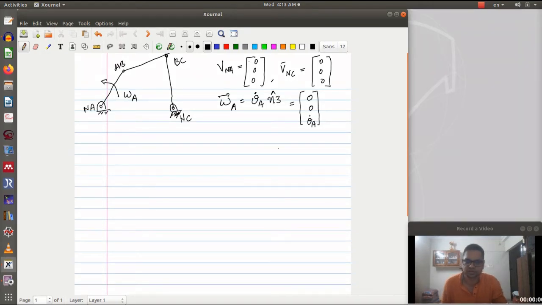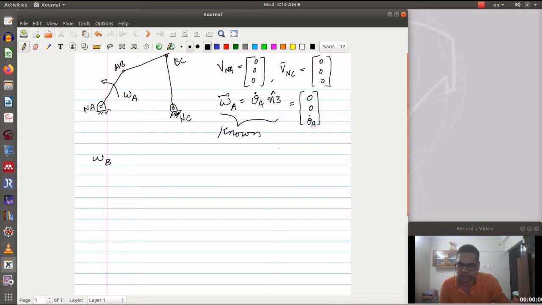Performing velocity analysis of a 4-bar mechanism. So in this case, you have velocity of point NA is 0, 0, 0. Velocity of point NC is also 0, 0, 0. Omega A, the angular velocity of A, is a known quantity, which in vectorial form is 0, 0, theta A dot.